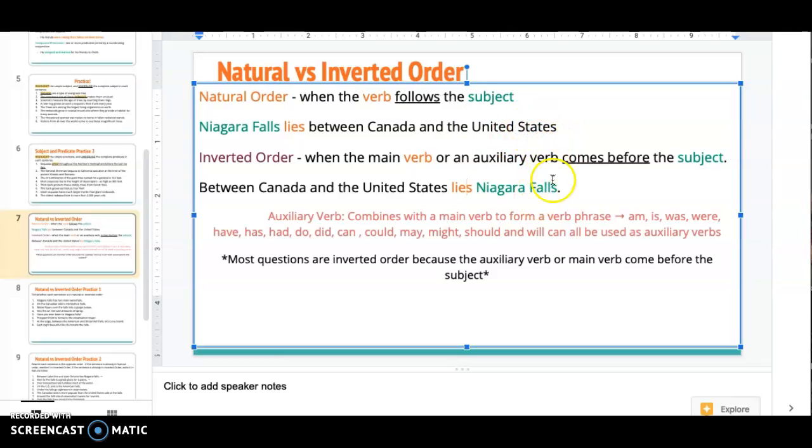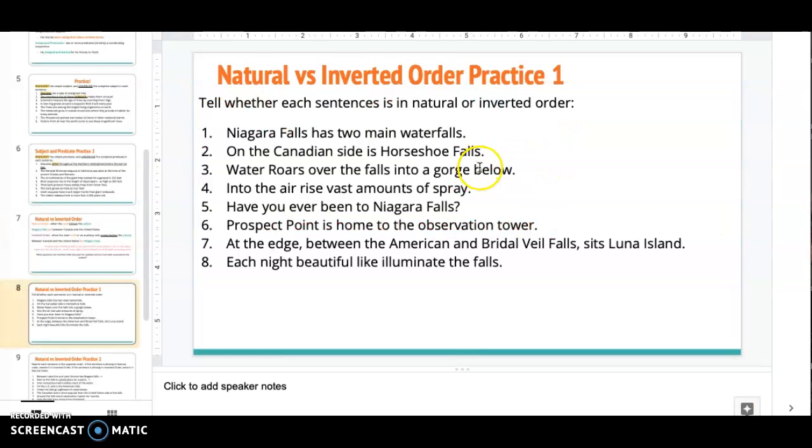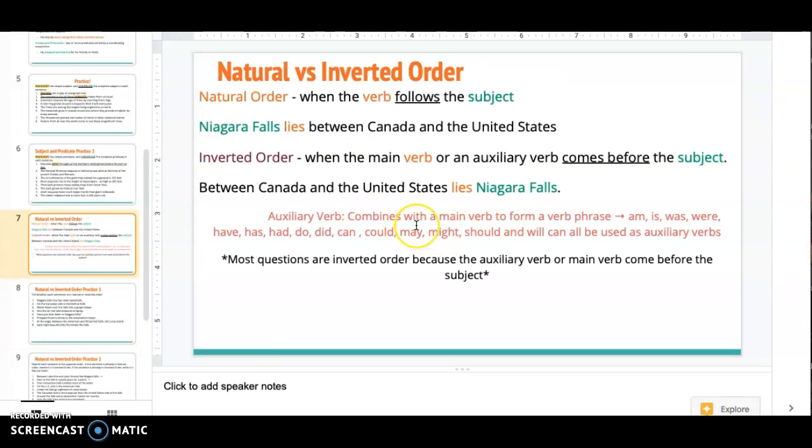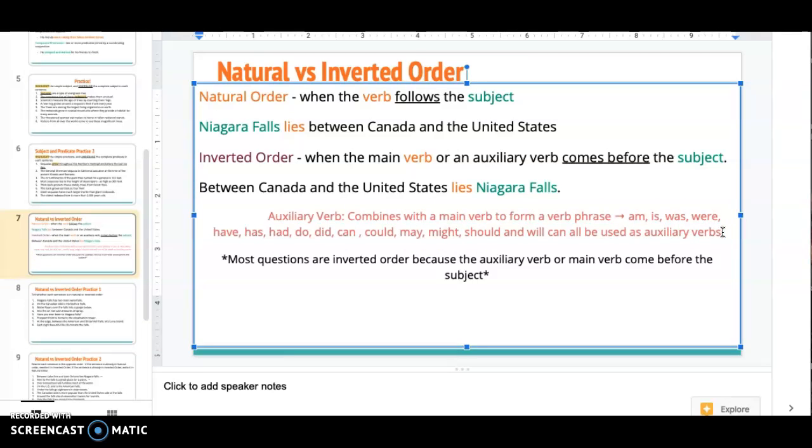They're telling you where Niagara Falls is, right? They're just ordered differently. And down here, I put a little note about an auxiliary verb since we didn't quite go over them. It combines with the main verb to form a verb phrase, like am, is, was, were, has, right? These are all examples, okay? Most questions, but not all, will be inverted because the auxiliary verb or a main verb will come before the subject. We're going to look at this practice a little bit together.